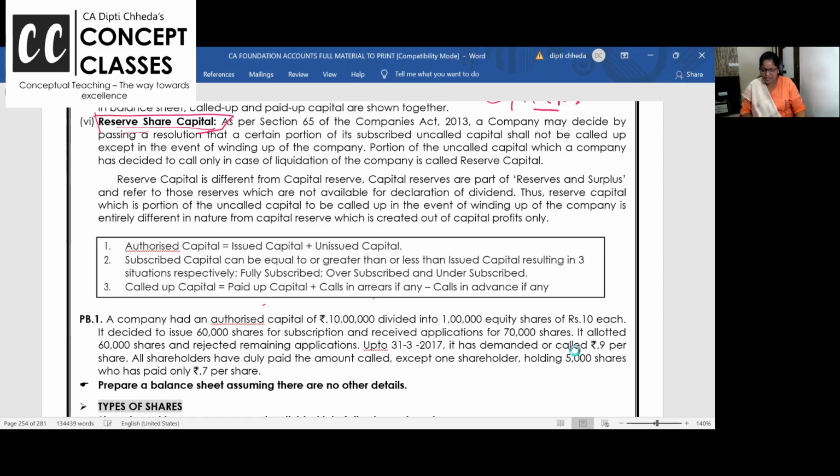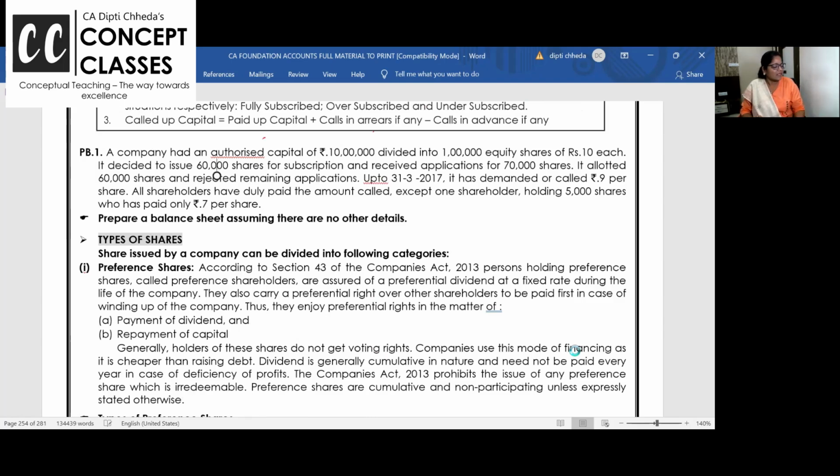Types of share capital. Based on this problem, we can see what the types of share capital are and write it in the note. Okay?